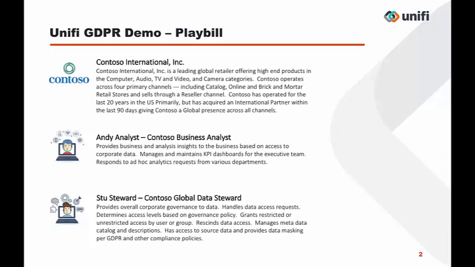We will be looking at a company called Contoso International. Contoso is a leading global retailer operating in the high-end electronics business, selling things such as computers, audio equipment, TV and video equipment, and cameras. Contoso operates across 4 primary channels, including catalog, online, brick-and-mortar retail stores, and they also sell through a reseller channel. They've been operating under this model in the United States primarily for the last 25 years or so. And within the last 90 days, they have acquired an international partner that's now given them a global presence across all of these same channels.